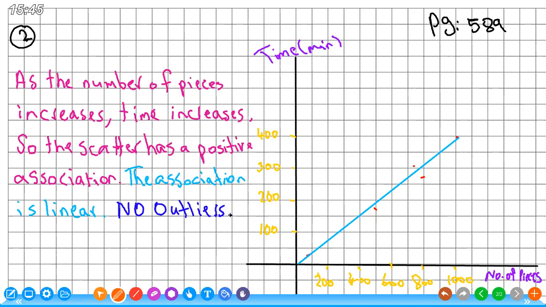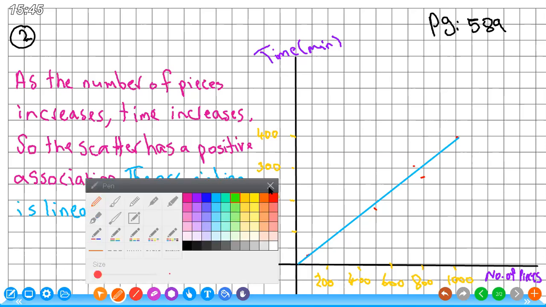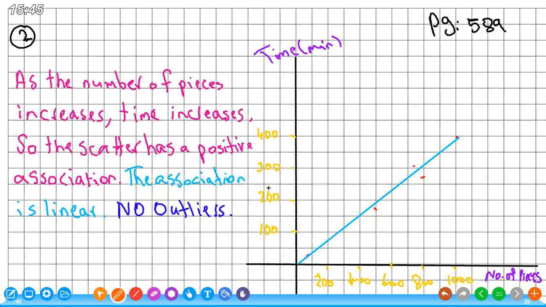And the last thing is, do I have any cluster points? Yes, at this area, even though I drew the line above it, as you can see, at this small area, I have 3 points clustered together. So yes, there is one cluster point. There is one cluster there.